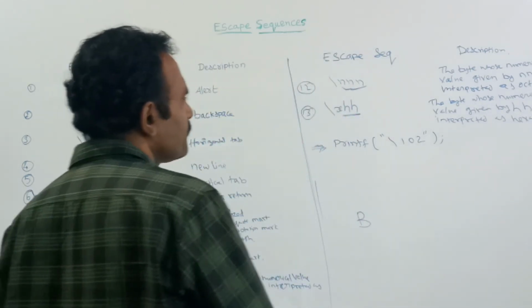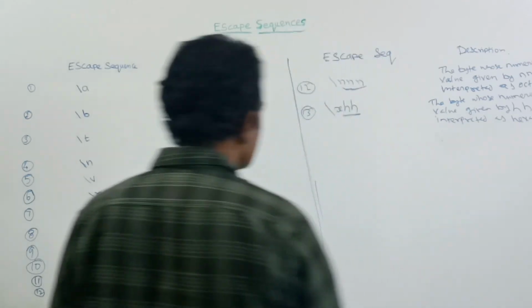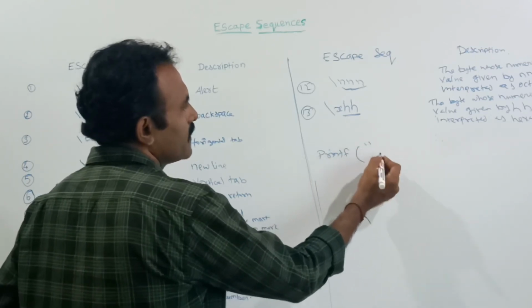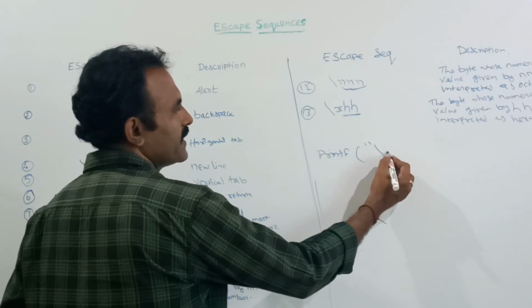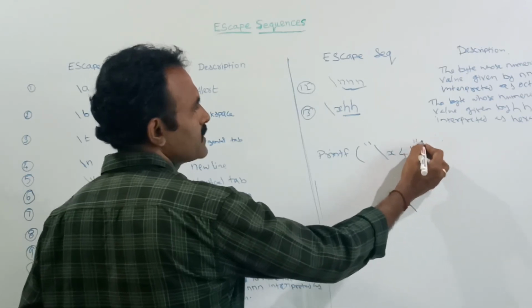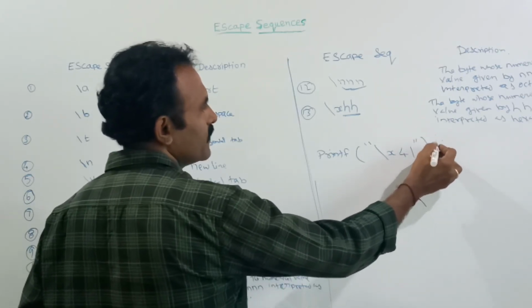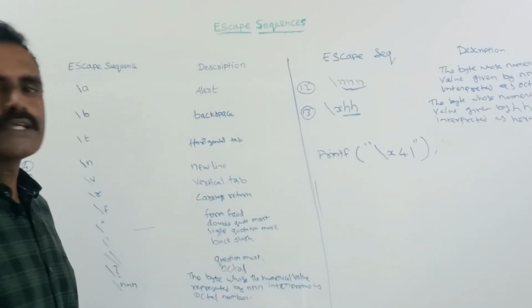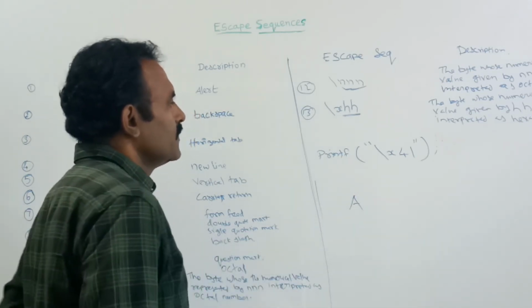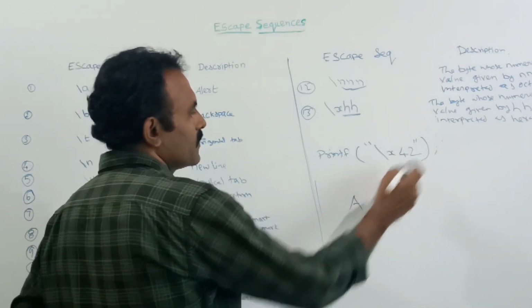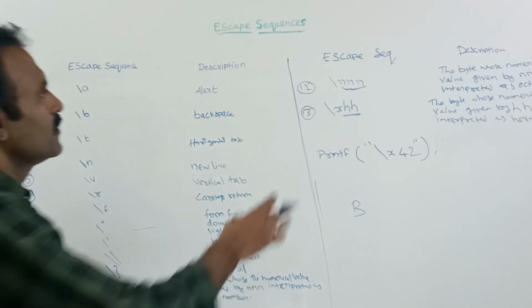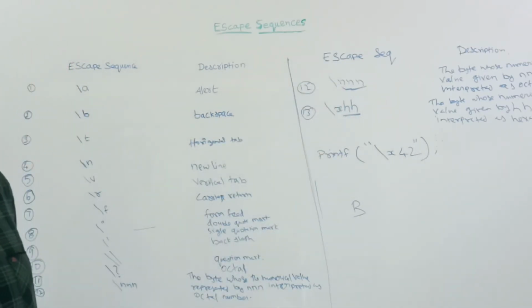Here suppose we are giving printf, with backslash x and next the hexadecimal value 41, it represents the character capital A, so the output will be A. Suppose 42, the output will be B. So this is the difference between the two sequences. First one is octal and the second one is hexadecimal.